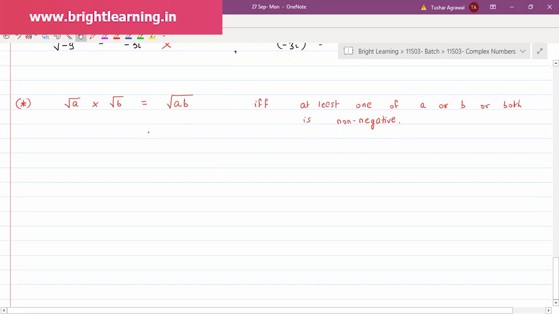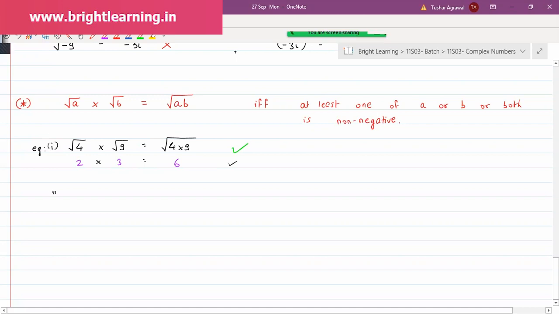For example, let's say under root 4 into under root 9, is it equal to 4 multiplied by 9 under root? You can verify that yes, sir, this is correct, because you can directly see that under root 4 is 2, under root 9 is 3, and this is 36. 36 under root is equal to 6. So yes, sir, this multiplication is verified. Both positive, it is verified.